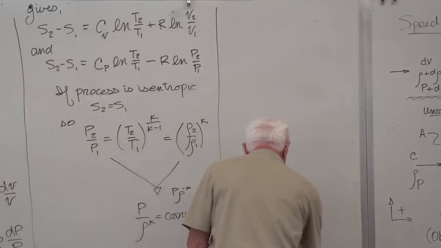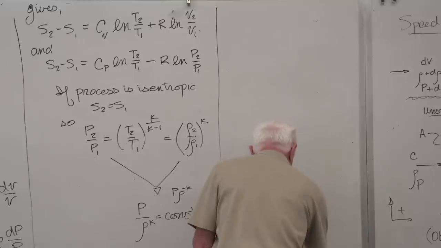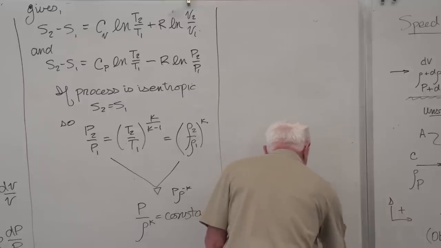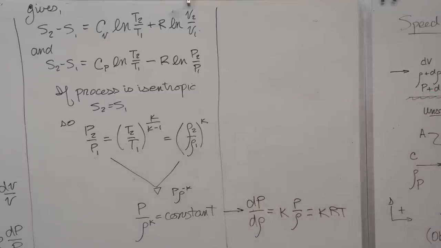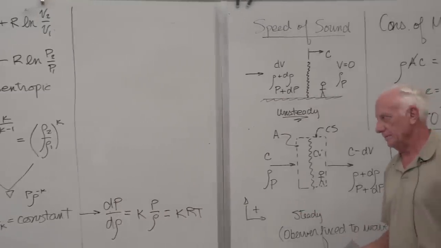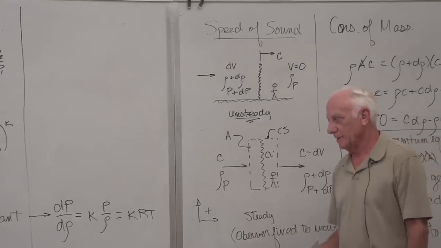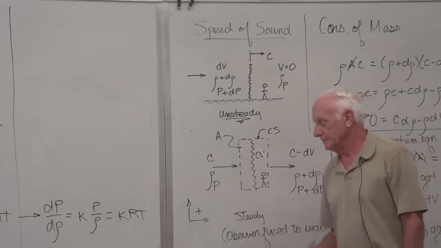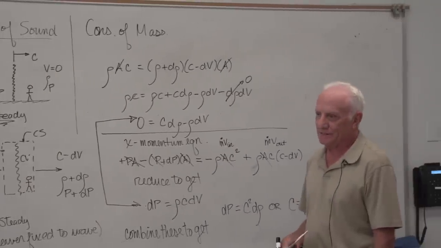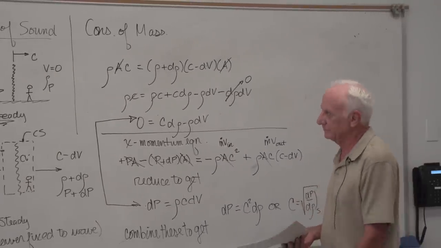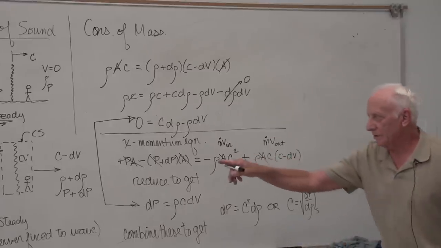You get k P over rho, perfect gas, k R T. There's two lines missing there. You can differentiate that though: minus k P rho to the minus k minus one, that's it. Put that result into here.